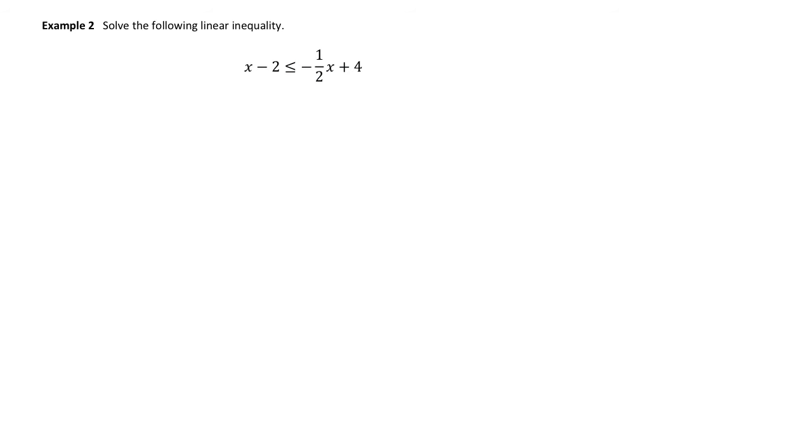For example 2, I want to solve the same inequality that we had in example 1. I just like to do it this time without using a graph. And the good news is we can use all of the rules we have for working with an equation to solve this for x. And there's just one thing to watch out for. If you multiply or divide both sides by a negative number, it will change the direction of the inequality.